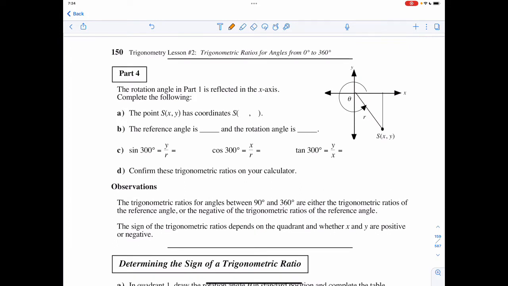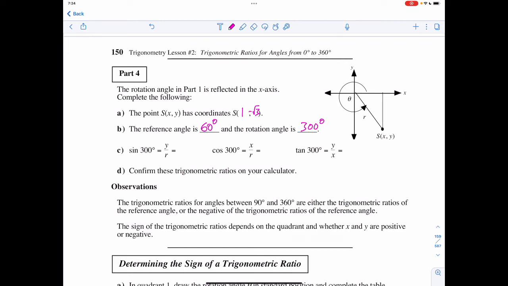We're going to reflect it one more time, and when we reflect it into here, the next reflection is going to make that x value positive again, but the y value still remains negative. Remember, my reference angle hasn't changed at all, and if it's in quadrant 4, my rotation angle is going to be my reference angle less that full 360, or 300 degrees.